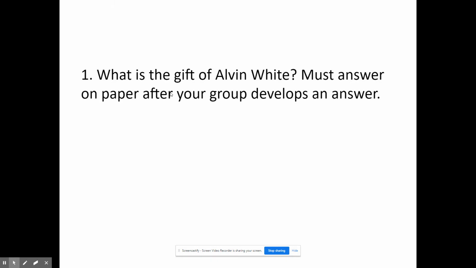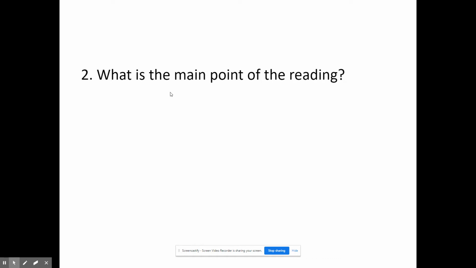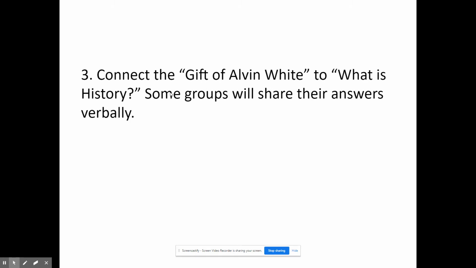We talked about the gift of Alvin White, and the gift is simply this PhD candidate who is exposed to a different interpretation of American history, a perspective that is filled with African American characters that this PhD candidate was not aware of. So the main point of the reading, both readings, was really just looking at the bias in history and how history has multiple perspectives.